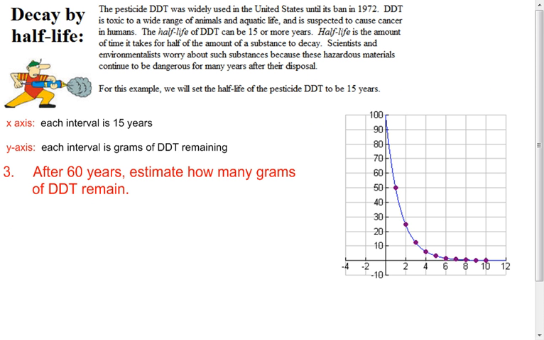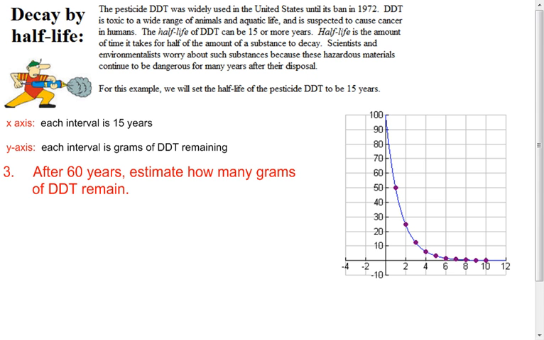All right. In this case, this is a story problem. It talks about the pesticide DDT, which was widely used in the United States until it was banned in 1972. It is toxic to many animals and aquatic life, and it is suspected to cause cancer in humans. The half-life of DDT, and remember half-life means how long, oh, it tells you about that in a minute. The half-life of DDT can be 15 or more years, so that's a really long time.